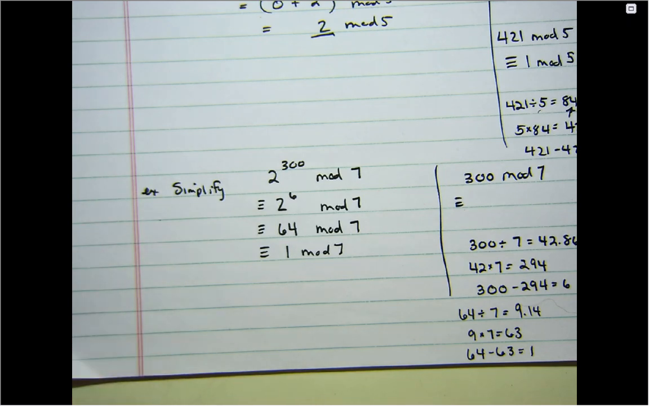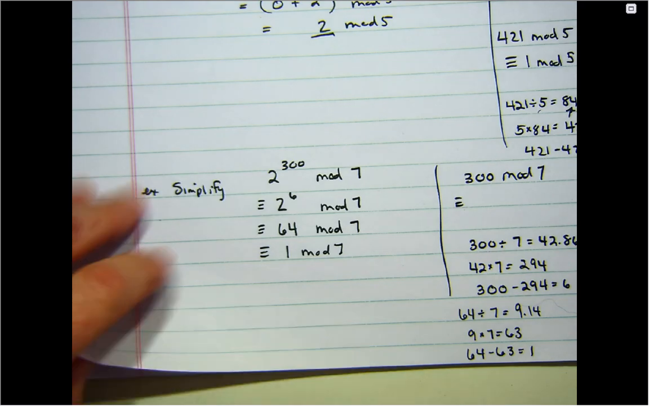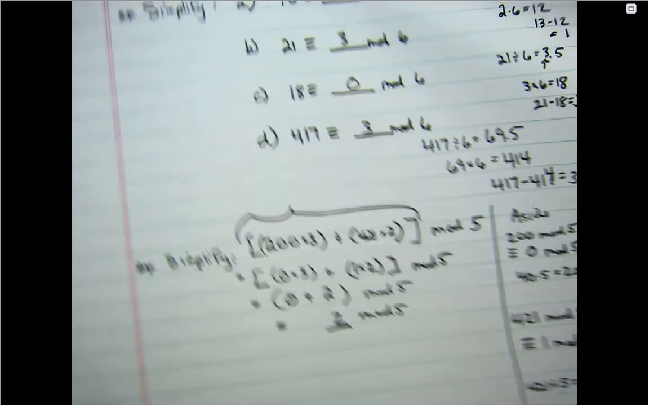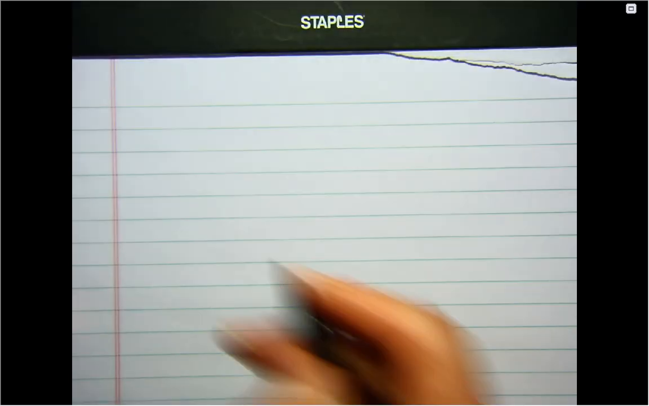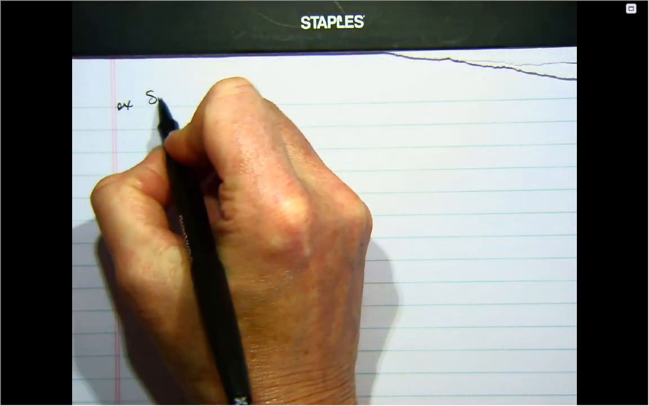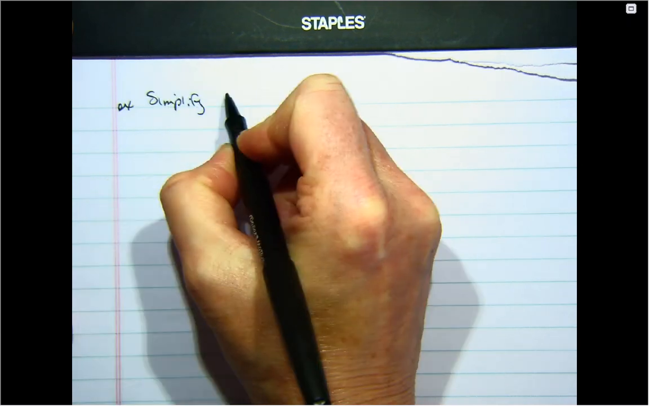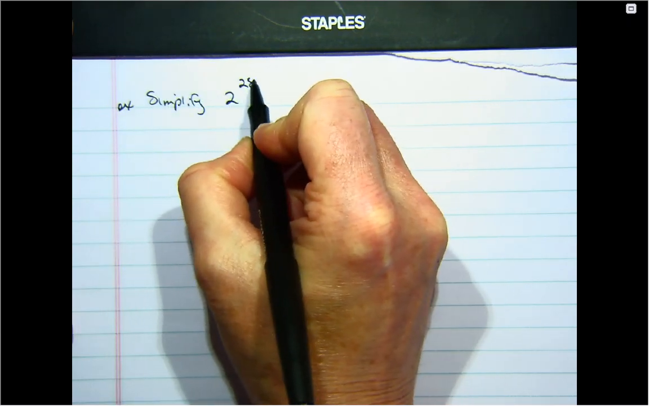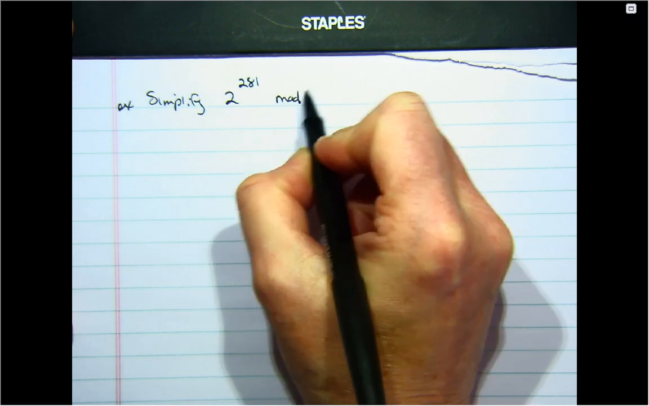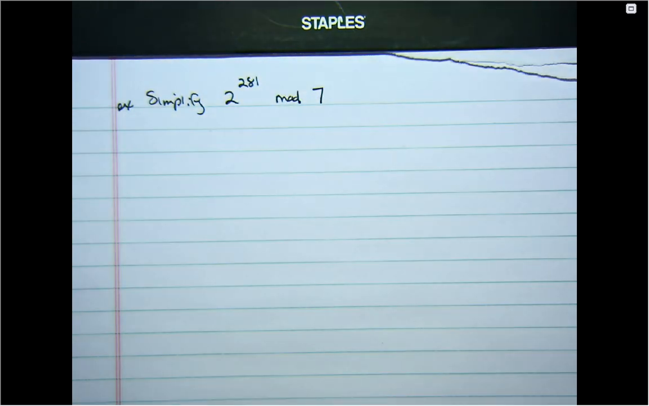Let's go ahead and try another problem. Do you have any questions at any of the steps on this one? So let's simplify 2 raised to the 281st power mod 7. So another big exponent that we can simplify. So let's find what 281 mod 7 is.